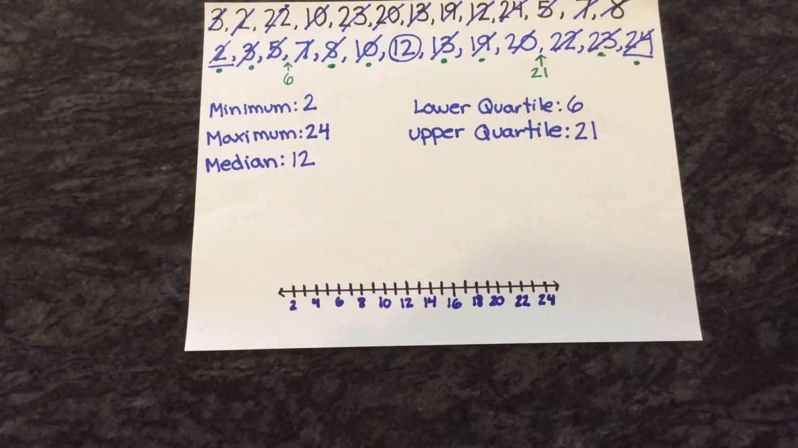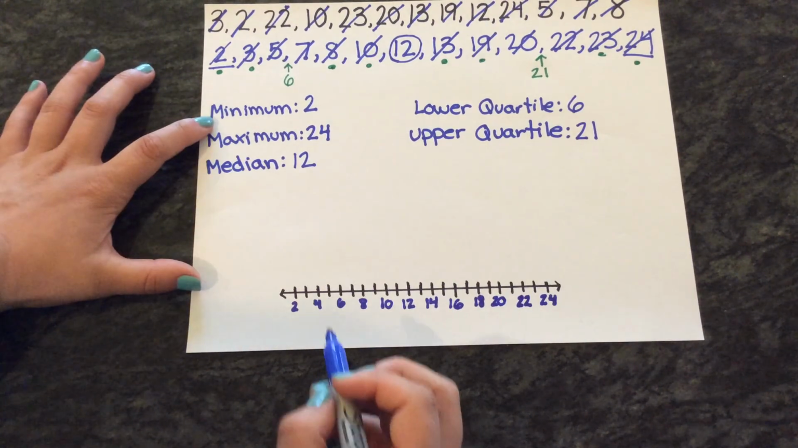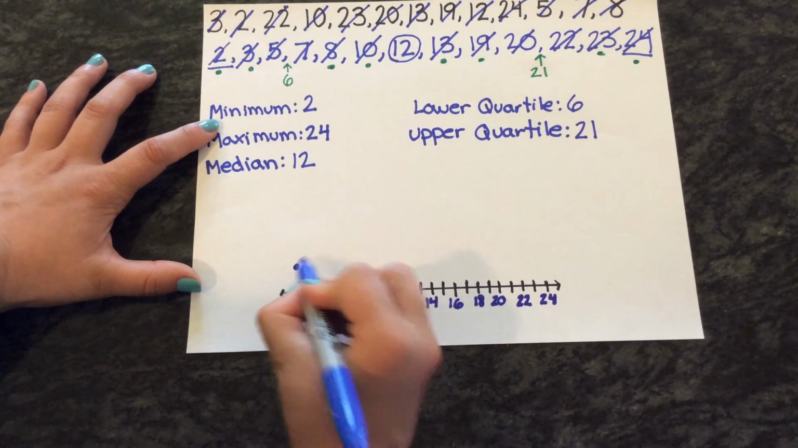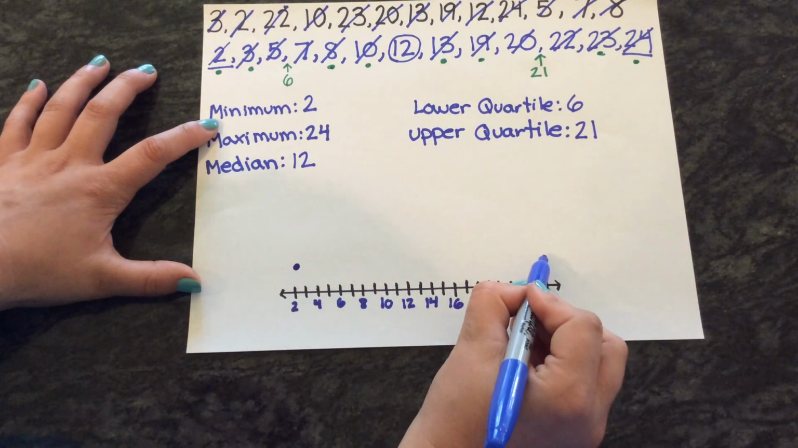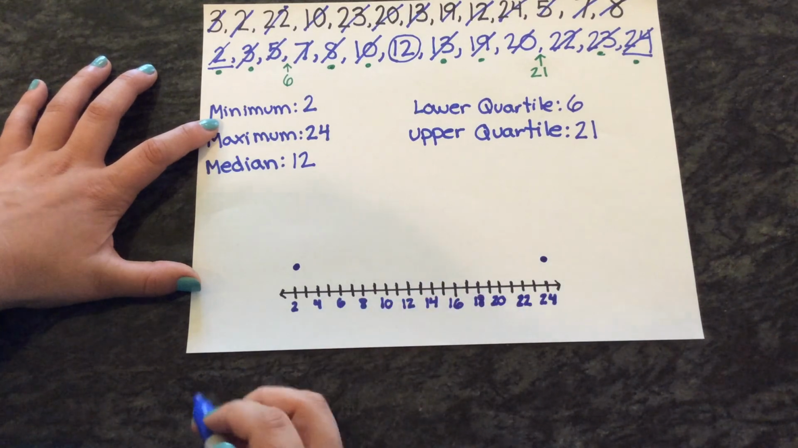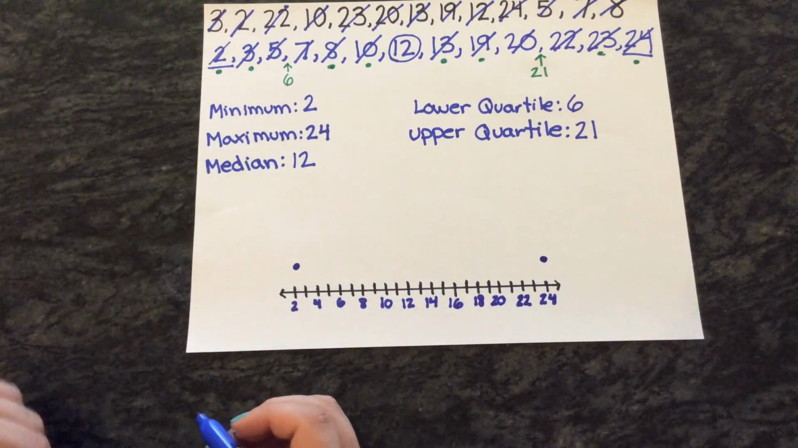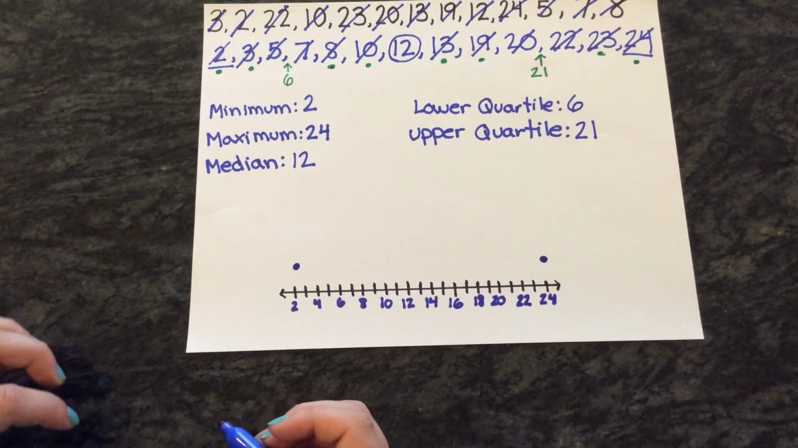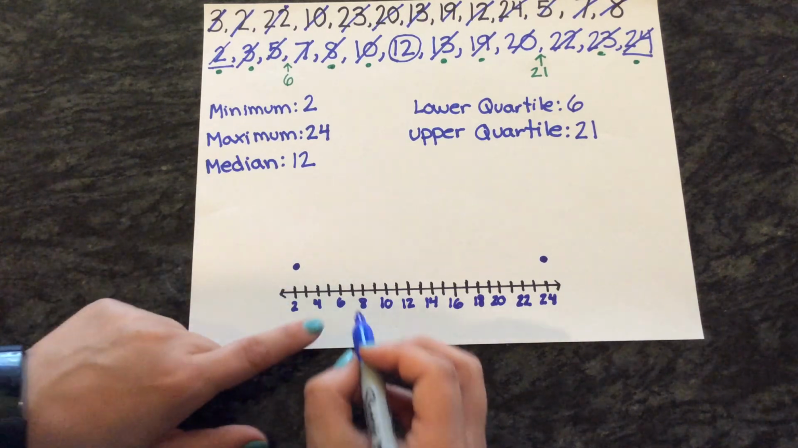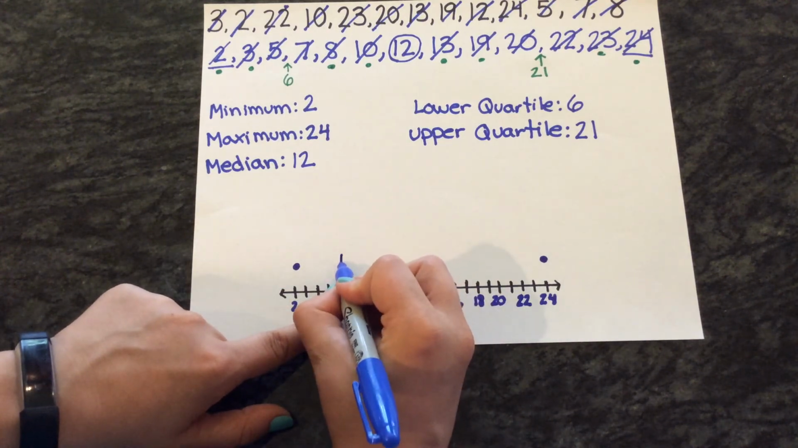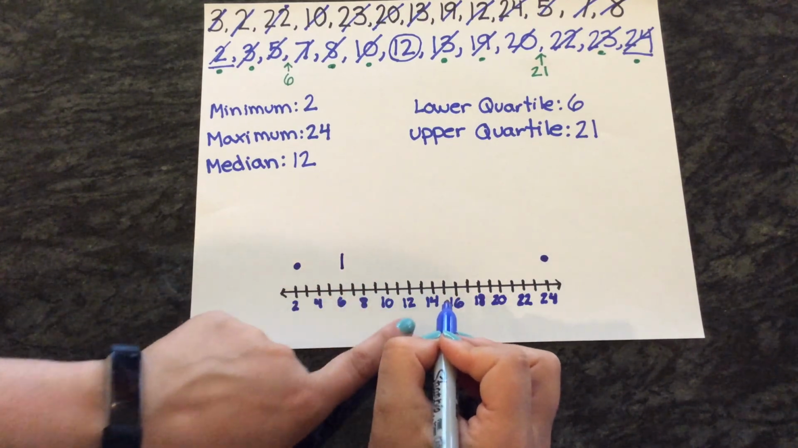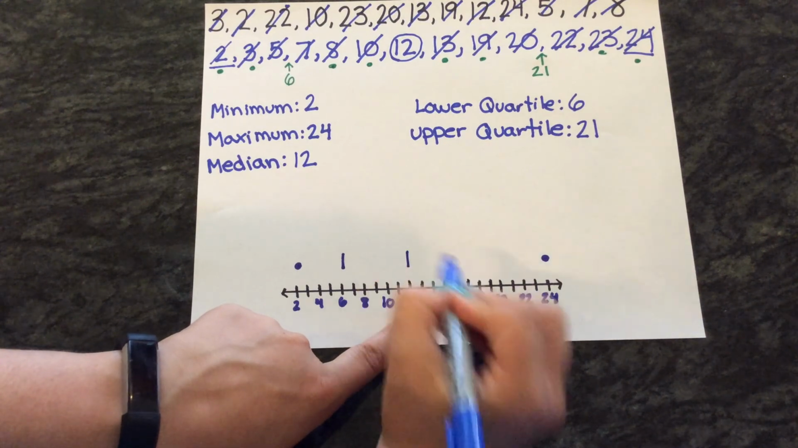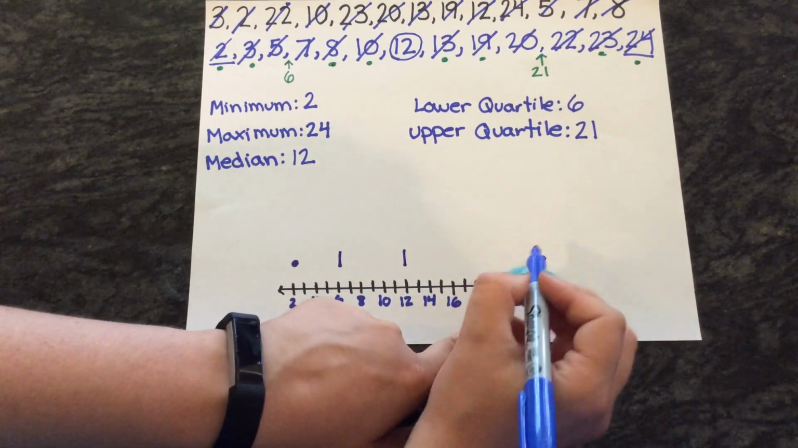With a dot, I'm going to plot the minimum and maximum. My minimum is 2. My maximum is 24. With a vertical line, I'm going to represent the lower quartile, median, and upper quartile. So my lower quartile was 6. My median is 12, and my upper quartile is 21.